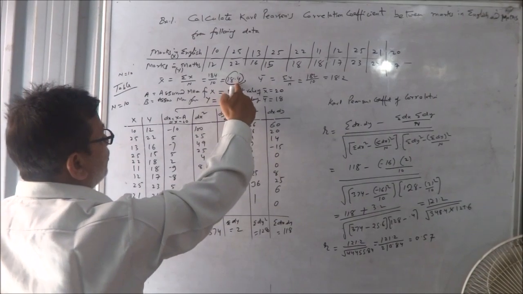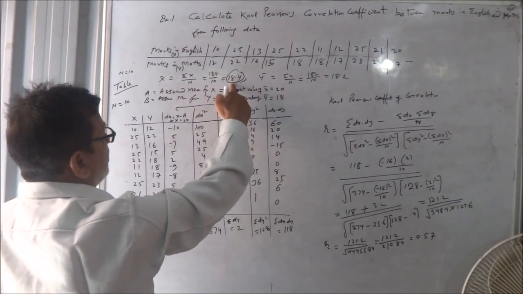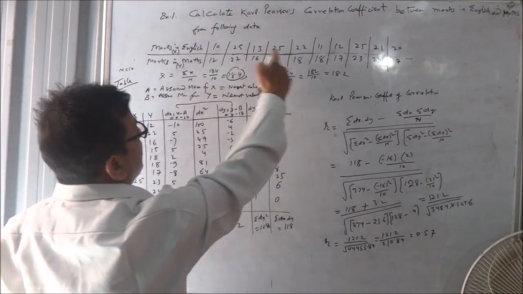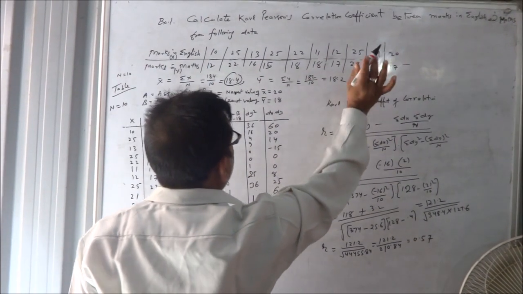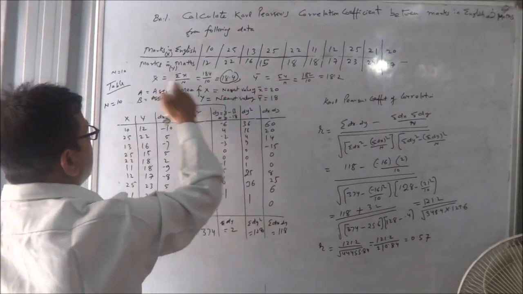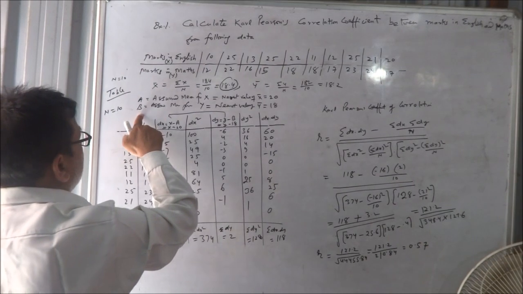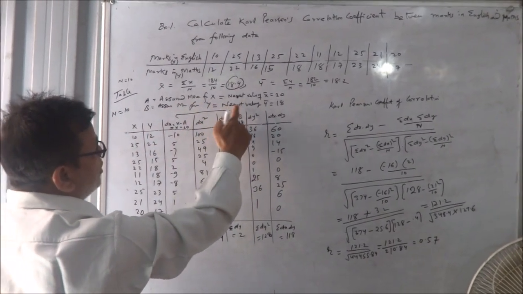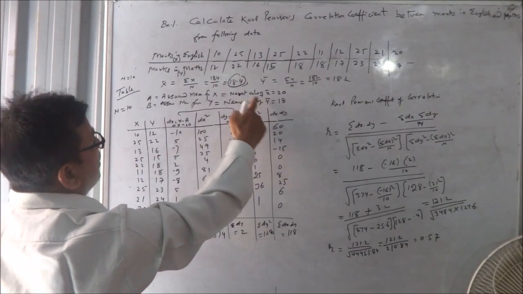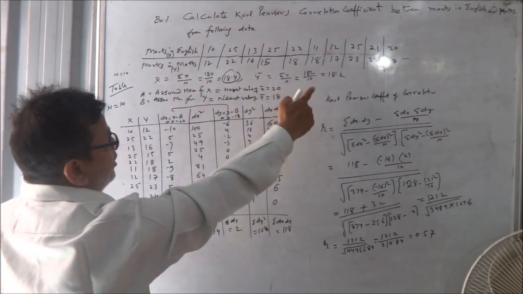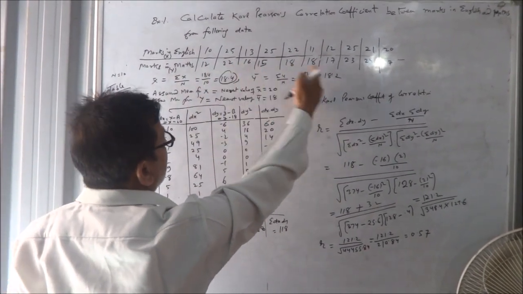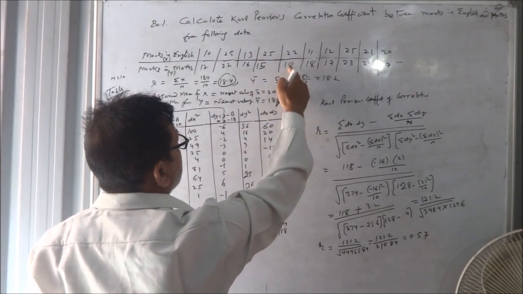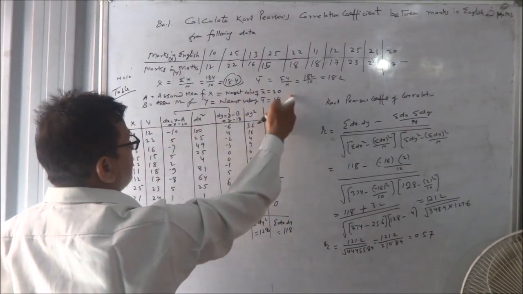The x bar is 18.4, and the nearest value of 18.4 in the x series is 20. So I have taken the assumed mean as 20. Similarly, B is the assumed mean for the y series; you can take the nearest value of y bar in the y series. So this is 18.2, and the nearest value of 18.2 in the y series is 18. I have taken B as 18.